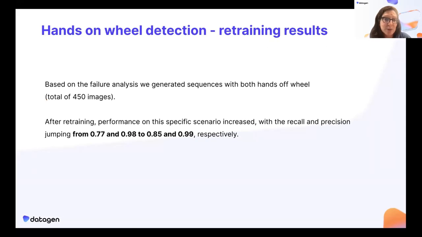So what the team did was basically just generate additional sequences for that specific scenario of both hands off the wheel. So someone who's trying to navigate with other parts of their hands and not their arms, and where all the arms were off the wheel. And after retraining, performance on this specific scenario increased dramatically, as you guys can see.